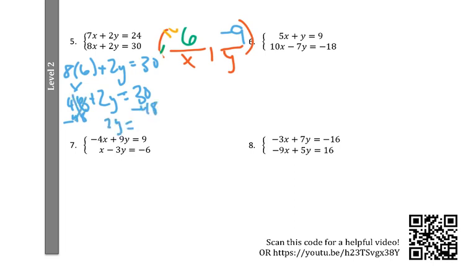2y equals, I think that's also negative 18, divided by 2, and y equals negative 9. Okay, we got the same answer. I think we're in good shape.